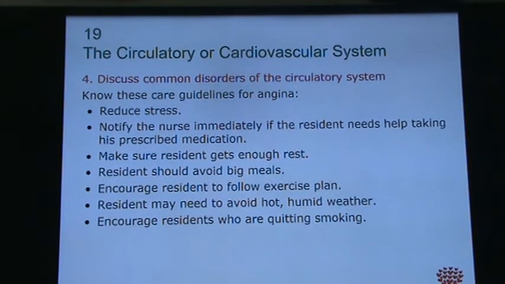So how do we handle angina and other heart-related conditions? Reduce the stress level to the heart and notify the nurse immediately if you see a resident having issues. Make sure the resident gets enough rest. Avoid big meals. Encourage the resident to follow the exercise plan, do your range of motion, take them for a walk.